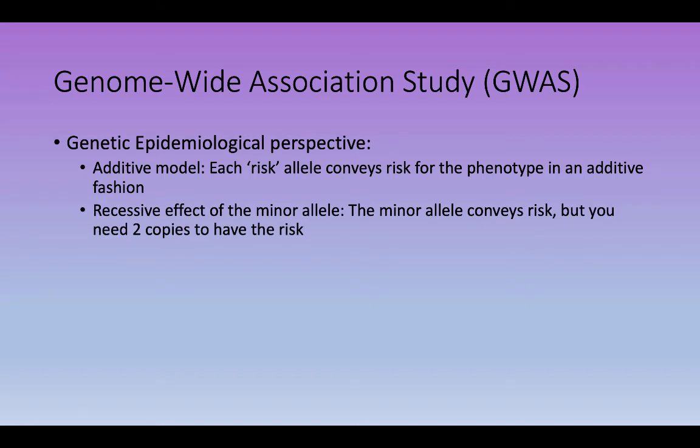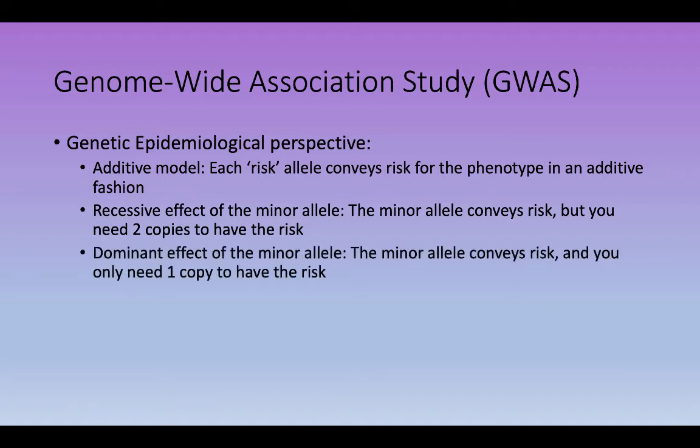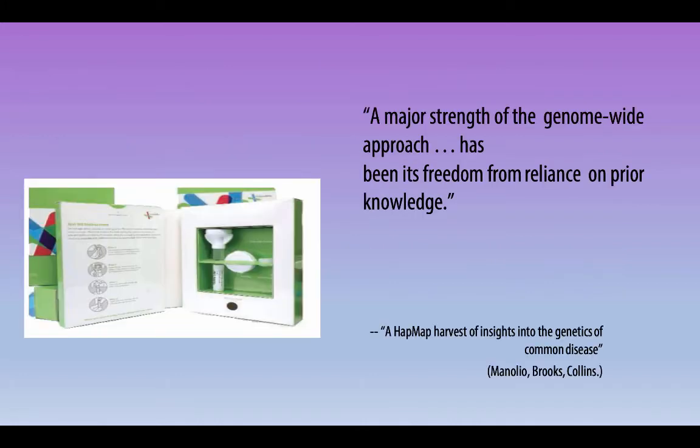A lot of times there can be minor alleles that have a recessive effect. We talk about dominance and recessive genetics, and you have to have 2 copies in order to actually demonstrate that risk. The dominant effect can be a different one, and here you only need 1 copy to be at risk.